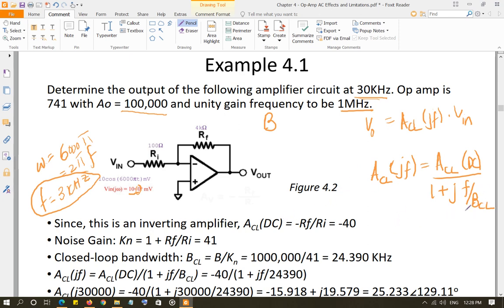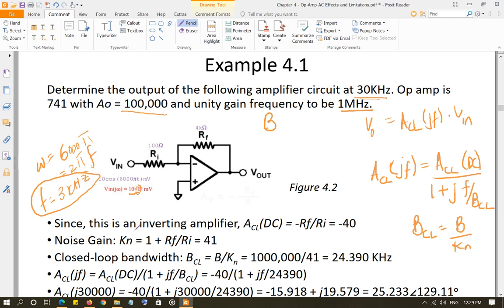So first I'm calculating the ACL DC, the top part, which of course for the inverting amplifier, as you can see, this is an inverting amplifier, is RF over RI, negative 40. I'm going to calculate the noise gain, because again BCL is B over noise gain, right? So to calculate BCL, I need the noise gain, and again the noise gain we derived in the last chapter.